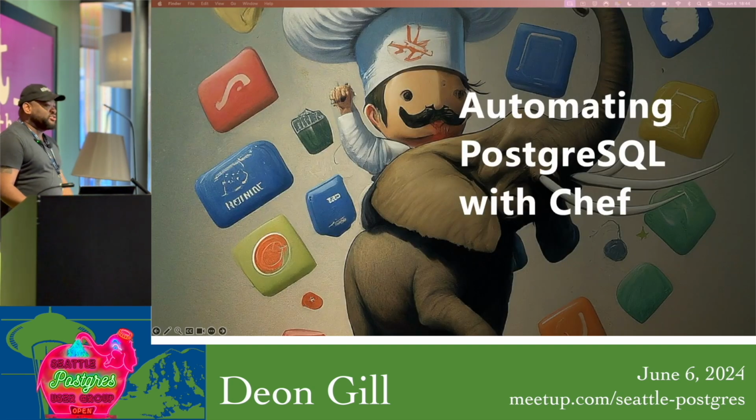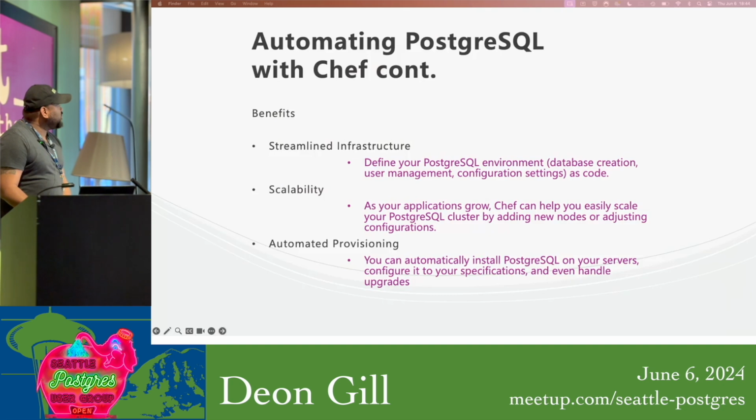So, automating Postgres with Chef, these are going to be the benefits. So you have streamlined infrastructure. You're defining your Postgres environment, your database creation, your user management, your configuration settings, all that's going to be in your code. And again, that's what you're setting up in your cookbook. You're going to have a specific cookbook set up to do each of these things.